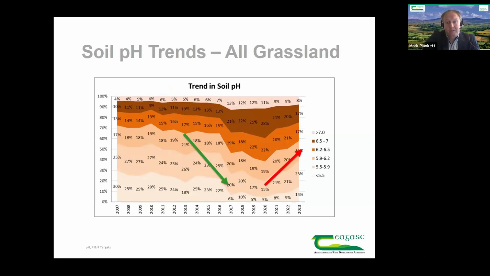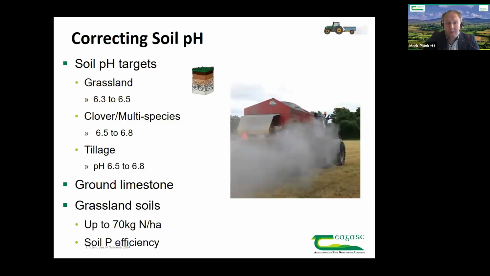If we look at dairy farms, about 50% of our soils need lime. If you look at dry stock, about 65% of our soils need lime. Something as basic as lime can deliver many benefits, and it's the key that unlocks the whole area in terms of nutrient use efficiency. Just to remind us, the target pHs: grassland soils, a pH of 6.3 to 6.5. Clover multi-species, above 6.5 to 6.8. Tillage crops, 6.5 to 6.8. And the most effective form of lime in this country is ground limestone.